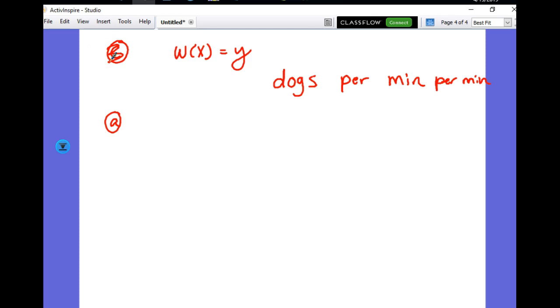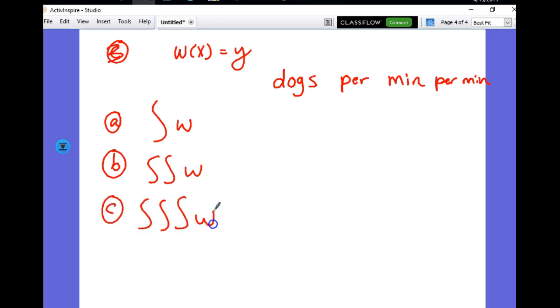All right, so here we go. What is the integral of W? What is the double integral of W? And then to answer Luke's question, what would be the triple integral of W?